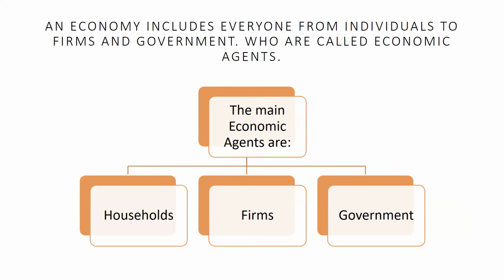And inside every economy, you would have what we call economic agents. They would be the ones who are involved in the use of those scarce resources to satisfy unlimited wants. And those economic agents are households, firms, and the government. Who can tell me what the households do in an economy? Buy goods and services. Right. Anything else that they do?